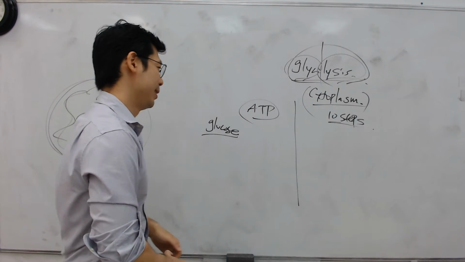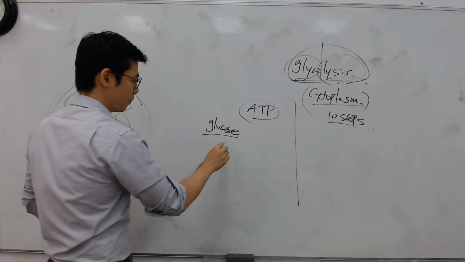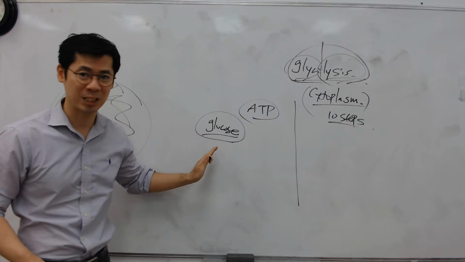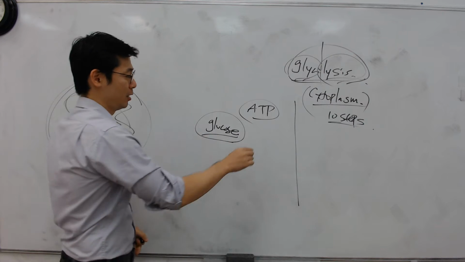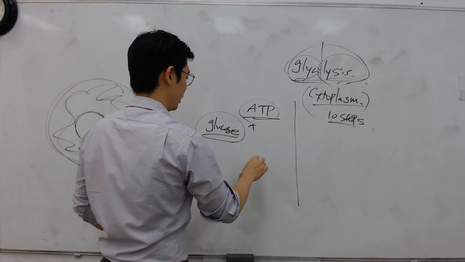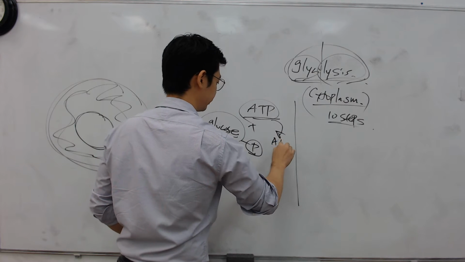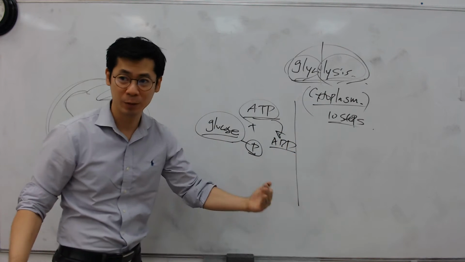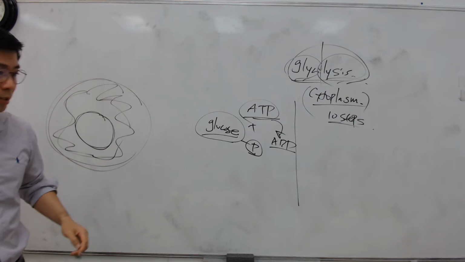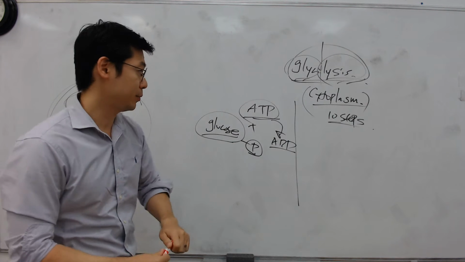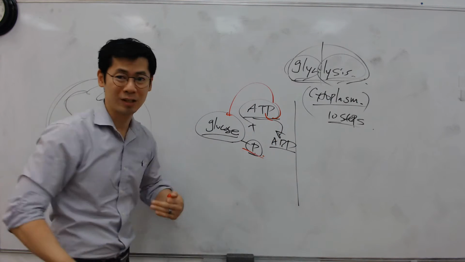So let's take a look at the energy investment. Glucose goes in, and they start to phosphorylate glucose. What's phosphorylation, guys? They put a phosphate group on it, using ATP, and ATP turns into ADP. So they actually use ATP for this. What's the enzyme that takes the phosphate group and puts it onto the molecule? It's called kinase, exactly.